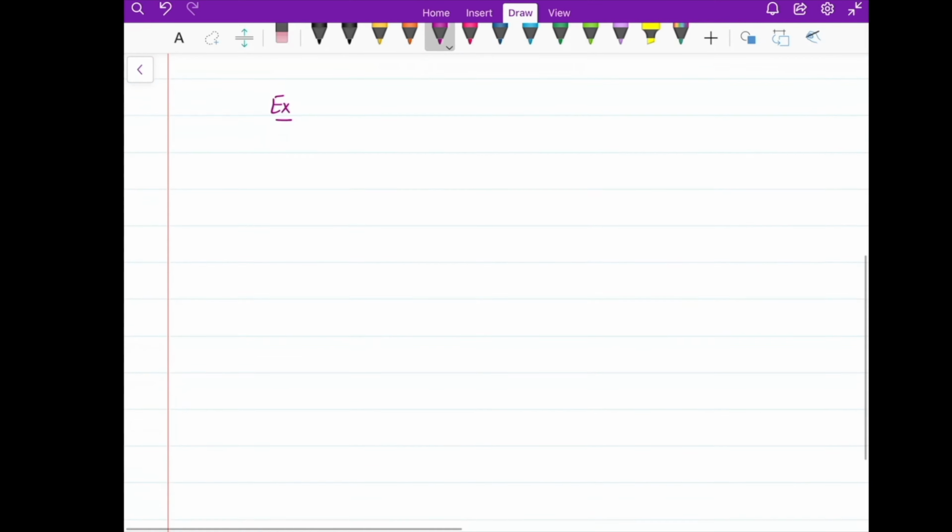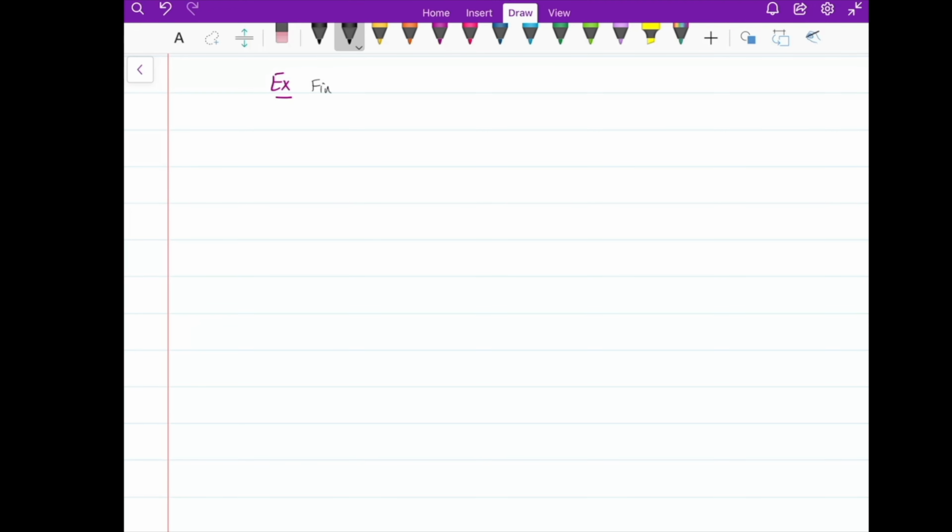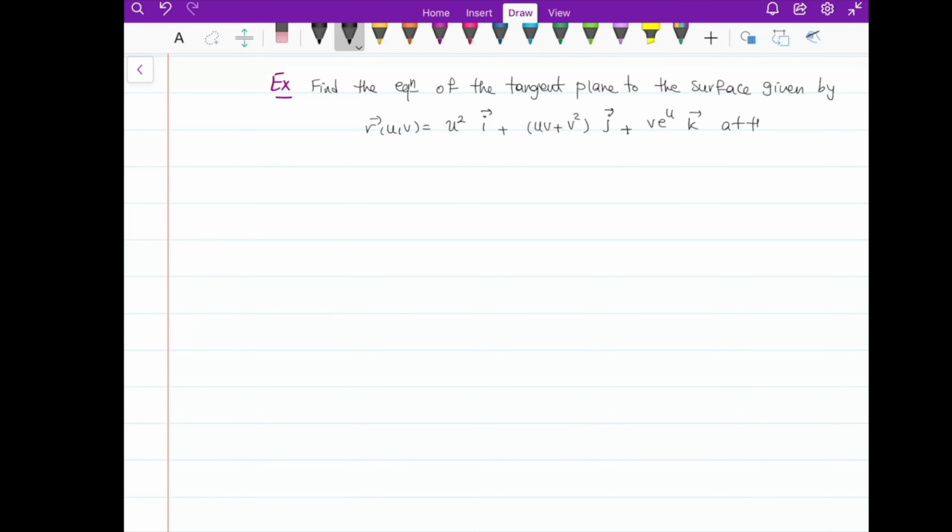Example is this. Find the equation of the tangent plane to the surface given by r(u, v) = u² i + (uv + v²) j + v e^u k at the point (0, 1, 1).